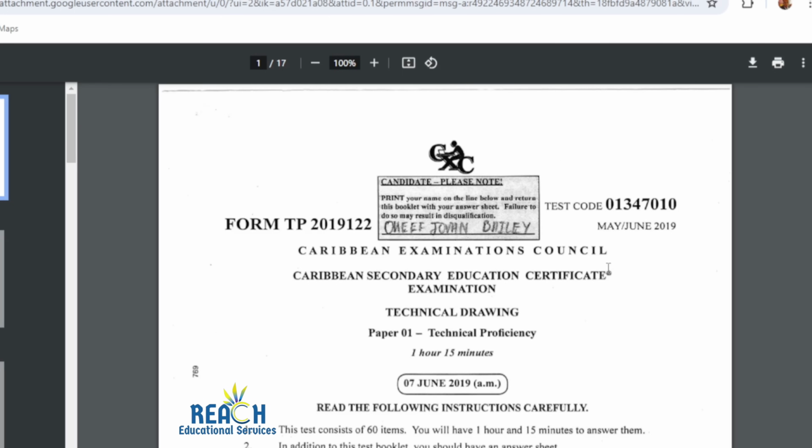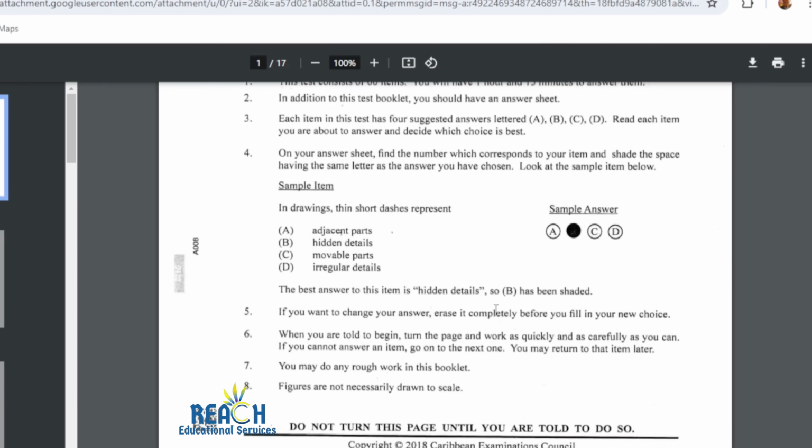Now in this video we're going to be looking at the 2019 Technical Drawing Paper 1 past paper. So let's get straight into it.